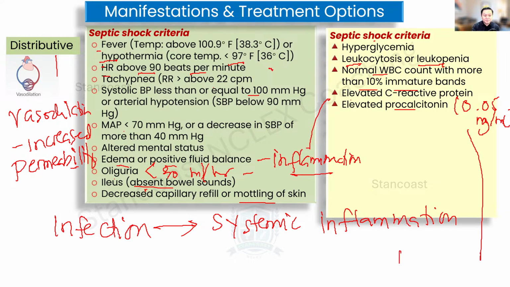Elevated in bacterial infection. So this will really distinguish if the patient may have a viral type of infection or a bacterial type. So the procalcitonin will be able to rule out any viral infection.